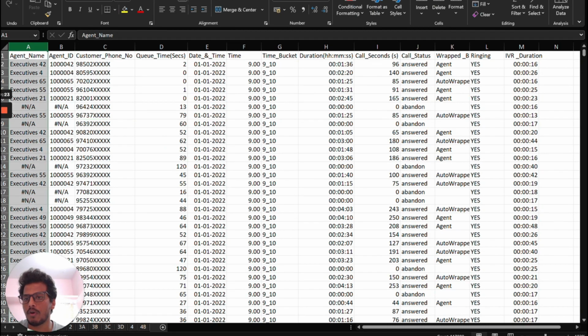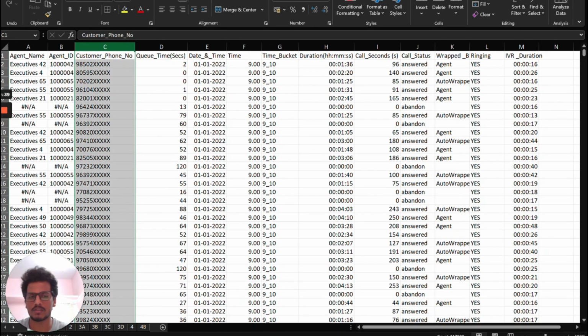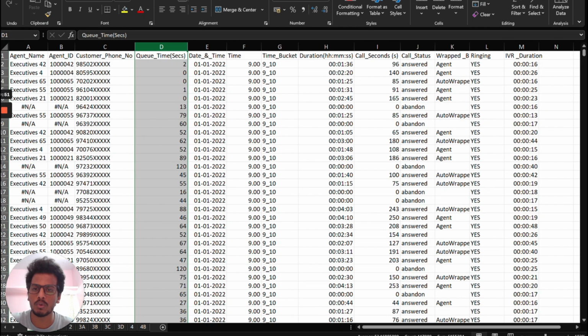So the first column which we have is the agent name, which is not very beneficial, and we are not required to use it for anything. Agent ID is also unique, so we don't require it. Customer's phone number, of course, is again not required, because phone numbers can't be displayed and this does not give us any insights. Also, the phone number has not been provided because of confidentiality.